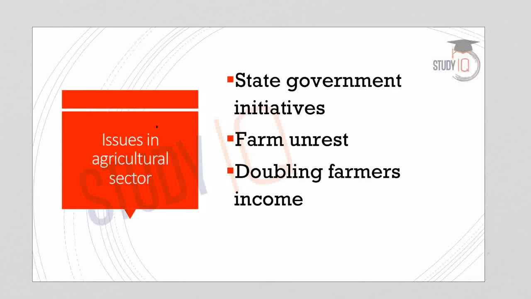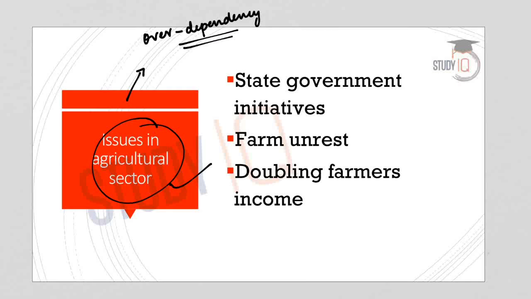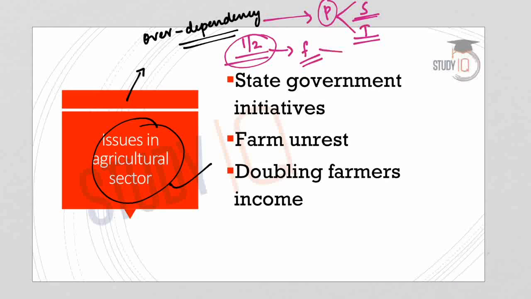Now coming to the issues prevailing in the agricultural sector. One of the major issues is the over dependency of the population on the agricultural sector. Even though there has been economic diversification, that is a shift from the primary sector towards the secondary and tertiary sectors, with the workforce participating in diverse sectors of the economy, almost half of the Indian population is still involved in or dependent on the agricultural sector for their livelihood.